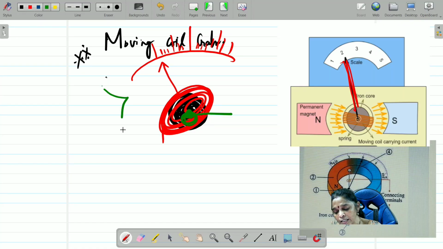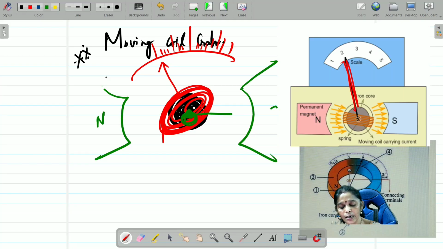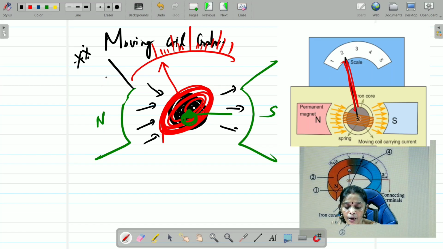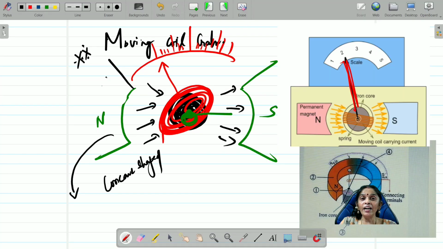In order to have a maximum torque, I am going to use a radial field. What is radial field? Radial field is nothing but the perpendicular magnetic field in which always the torque will be maximum. Whatever be the position of the coil, it always produces a maximum torque. So therefore, the shaped magnet, that is nothing but concave shaped magnet, is used. Why do we use concave shaped magnet? In order to provide a radial field.